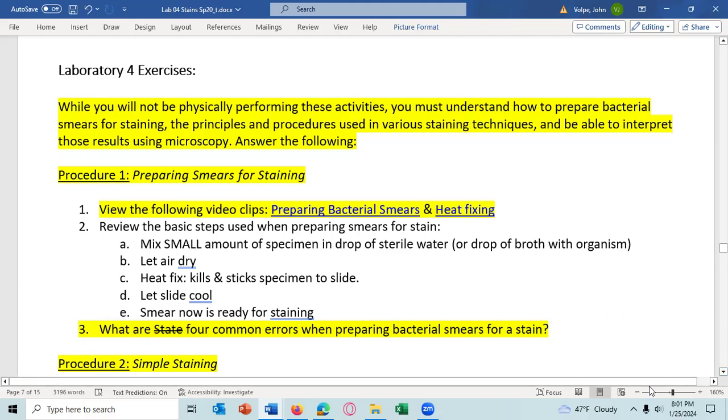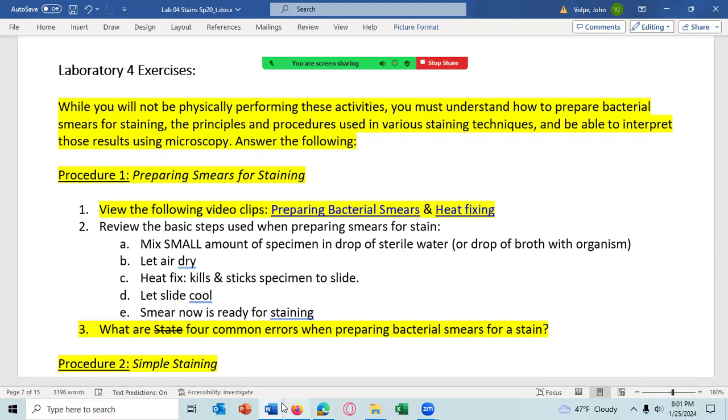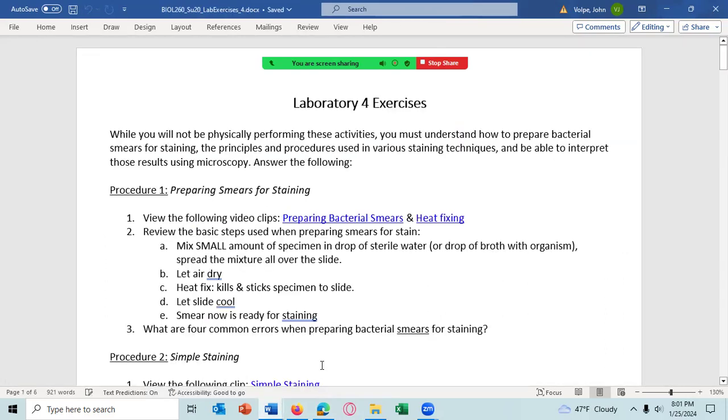So in procedure 1, you're going to prepare a smear for staining. Well, let me go to the worksheet now. Let me remind you, only turn in the worksheets. Do not turn in the lab module. And the reason for that is the lab module is very much bigger than the worksheet. And if everybody turned in the lab module, my space would fill up, and then there would be no more space. So students who would try to turn in an assignment could not turn it in.